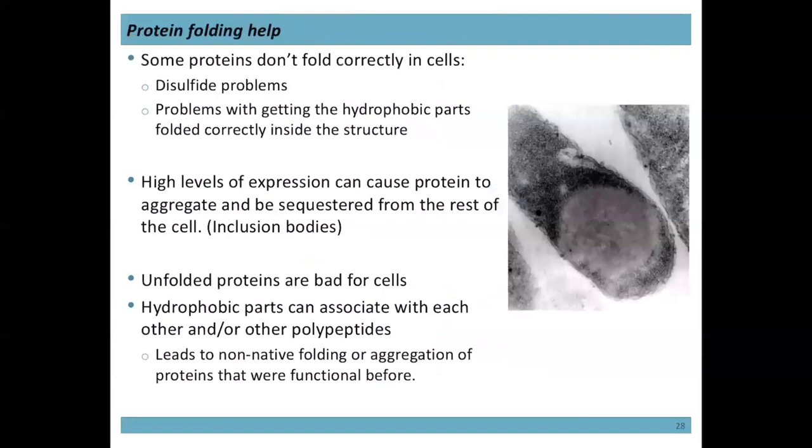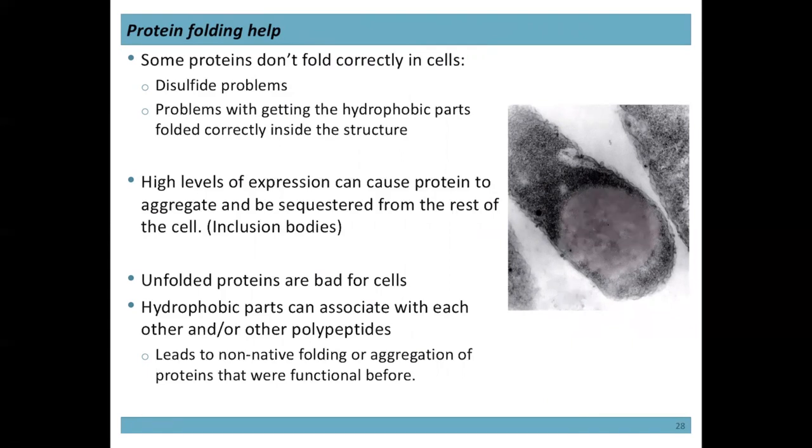And so some proteins don't fold correctly in cells. So you get disulfides that aren't forming in their proper orientation, or you get the hydrophobic parts exposed to the exterior instead of in the interior, and sometimes they'll aggregate. We showed you this picture before. This is what's referred to as an inclusion body. Sometimes when you express too much protein, the cells don't have enough time to fold it properly, and so they just kind of package it away. The hydrophobic parts all interact, and so you get this aggregate.